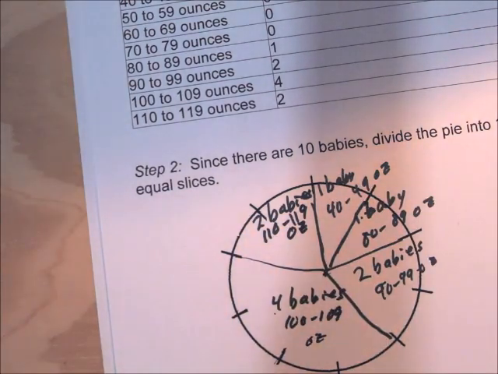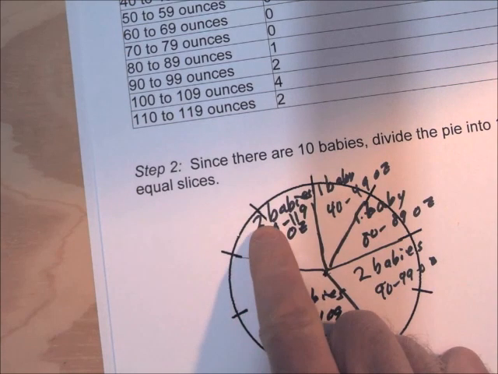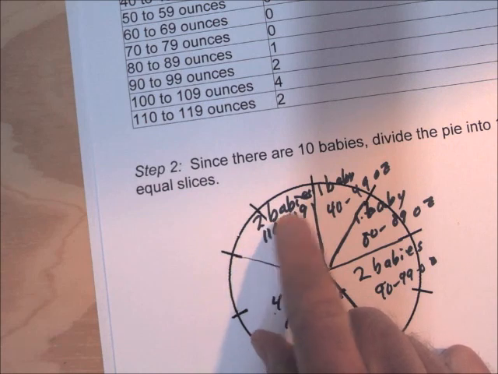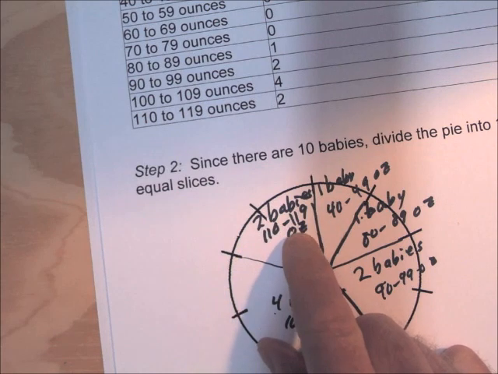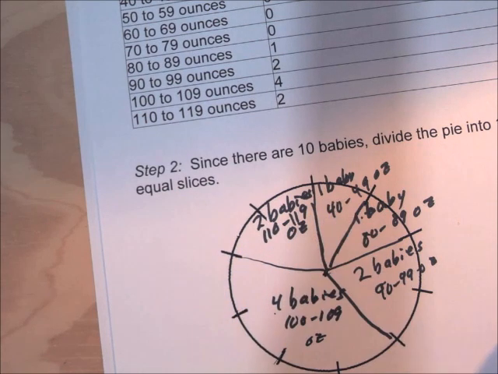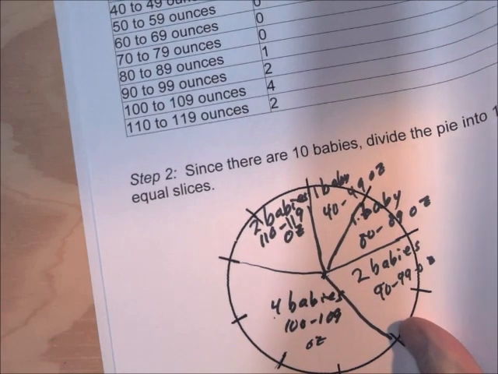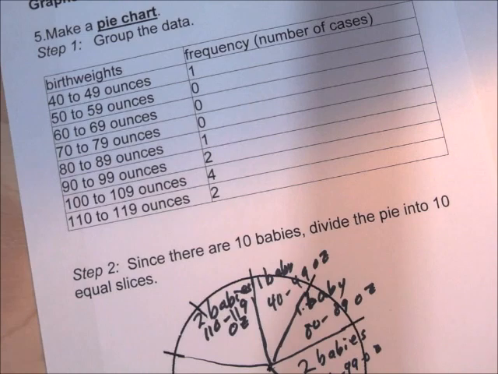Okay, so that's our pie chart. And again, you could do percentages too. I just did the number of babies, but you could say 20%, 110 to 119, 10%, 40 to 49, and so forth. And that concludes this presentation.